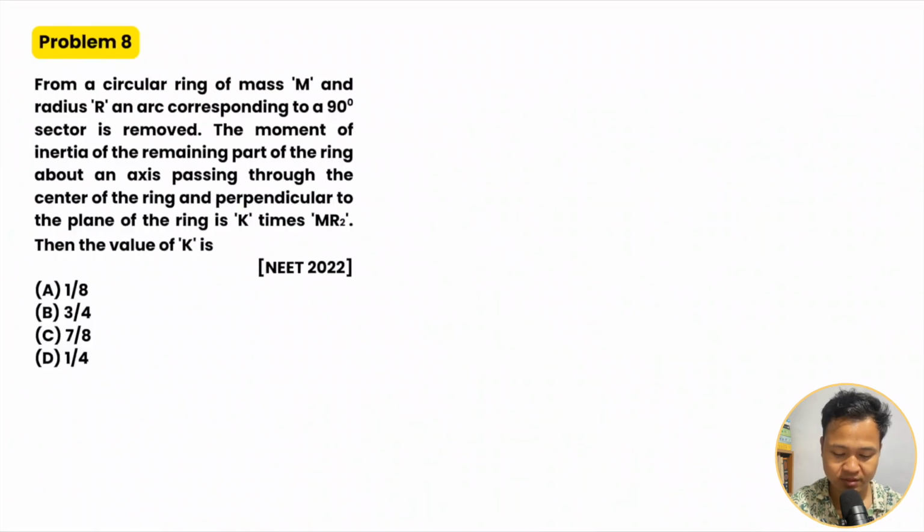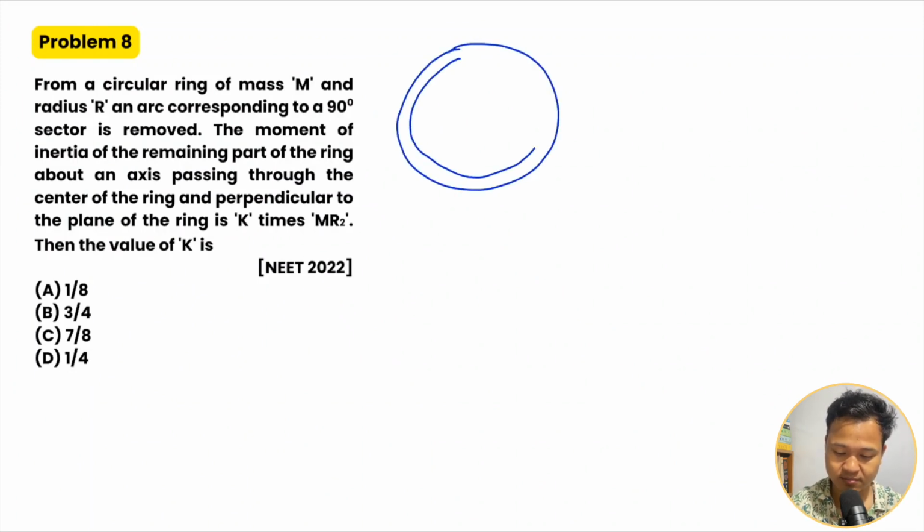So you have one question from a circular ring. The mass of the circular ring is m and the radius is r. An arc corresponding to a 90 degree sector is removed, a quarter. So here this arc is removed, and this is 90 degrees.